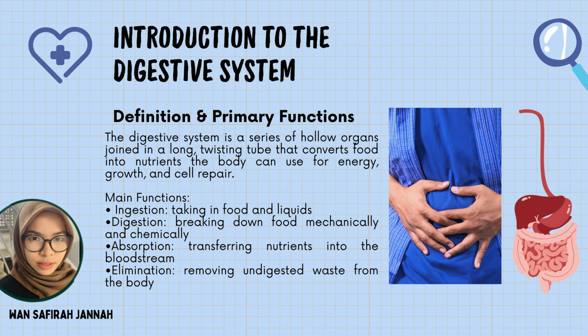The digestive system has four main functions. First is ingestion, which means taking food and drinks into the body. Second is digestion, where food is broken down mechanically and chemically into smaller particles. The third is absorption, where nutrients move into the bloodstream. Lastly is elimination, which removes undigested waste from the body. And these four functions help our body obtain nutrients and maintain good health.